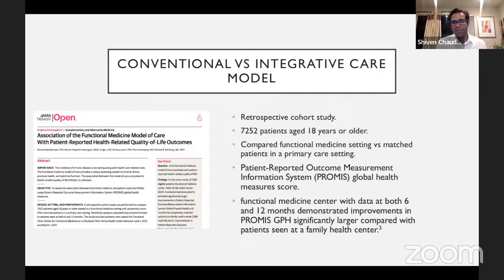This is a research study done out of the Cleveland Clinic that looked at a conventional care versus an integrative care model. This is a study that's near and dear to my heart because it shows that when integrative care was provided, it was superior to conventional care. They looked at something called the PROMIS scores, the Patient-Reported Outcomes Measurement Information System, and the Global Health measure score. This is a pretty standard tool that we use to see how our patients are feeling. And both at the 12-month mark and I believe at the 6-month mark, integrative and functional care did a little bit better than conventional care.